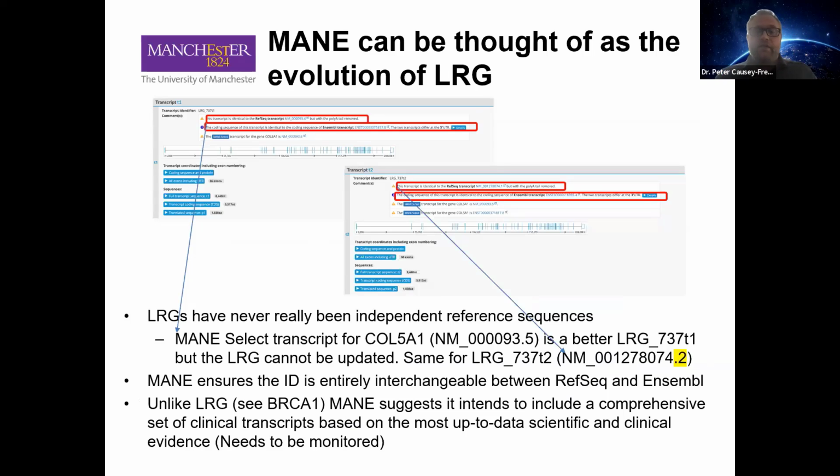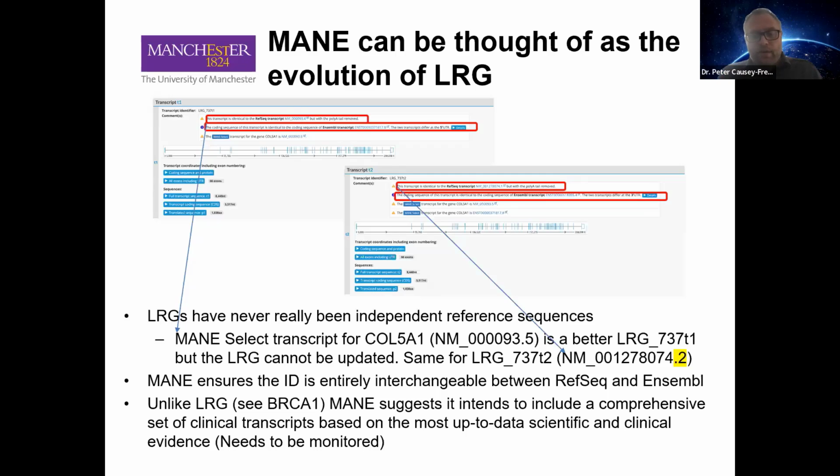So, as I've said, MANE could definitely be thought of as an evolution of LRGs. LRGs, I've alluded to this previously, have never really been independent reference sequences. They've actually been reference sequences designed by, generally, RefSeq and sucked into a third-party database and annotated. So for this gene, COL5A1, the latest version of the RefSeq transcript would have been a better version of LRG_737t1 because it does have the poly A tail removed. So it would have been nicer to have had that in the LRG, but unfortunately we can't do that.